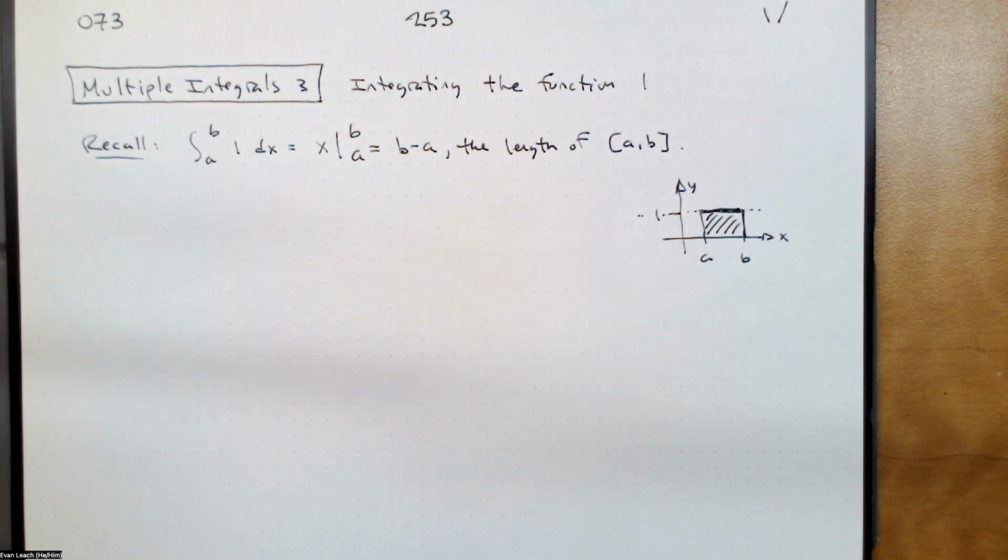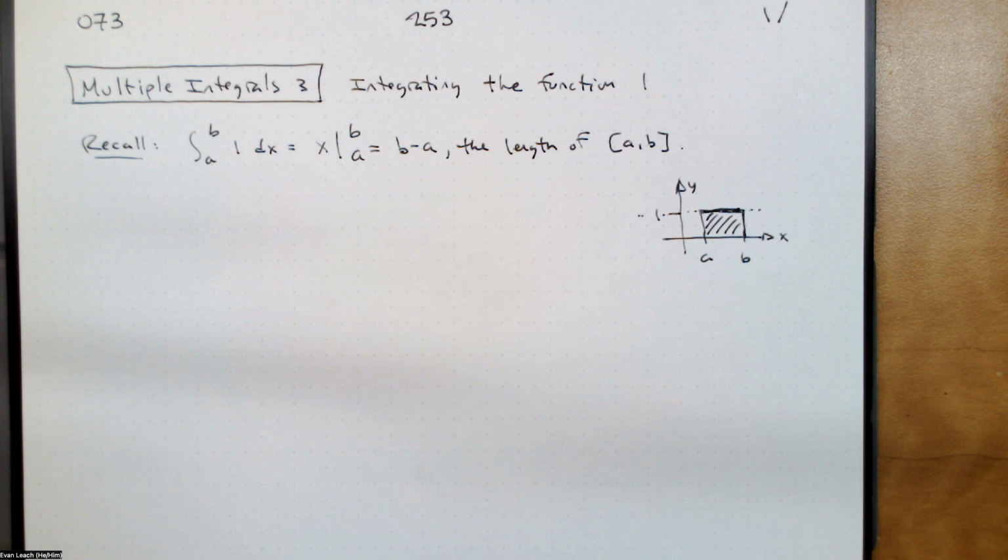So if we set up the definite integral from a to b of the function 1 dx, the antiderivative is x. We evaluate from a to b, and we get b minus a. b minus a is just the length of the interval from a to b.